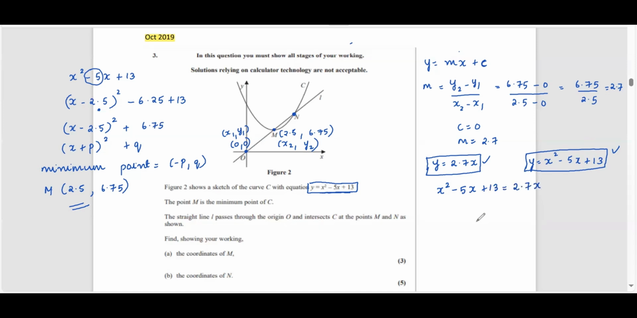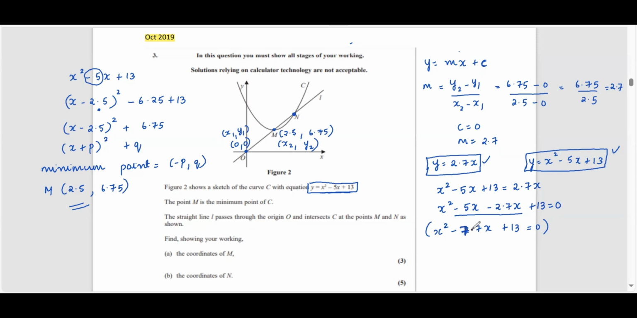2.7x. Bring this 2.7 to the left hand side. This becomes x square minus 5x minus 2.7x plus 13 is equal to 0. Now, minus 5 minus 2.7 are like terms. Actually, minus 5 and minus 2.7 is minus 7.7. So x square minus 7.7x plus 13 is equal to 0. And we don't want the decimal point.